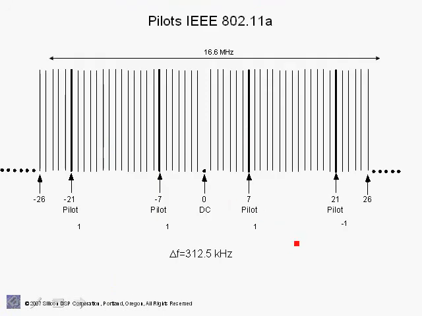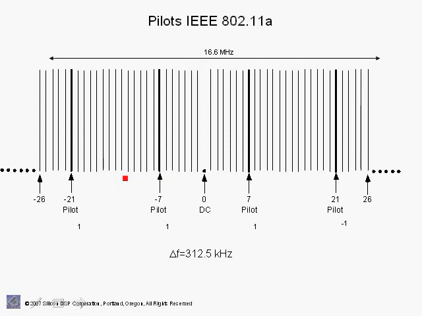So let's take a look at the pilot arrangement in 802.11a. As we've indicated, in 802.11a you have 64 carriers. Of these carriers, some of them are the guard interval or null carriers, in this case on the left side and on the right side, and you have a null at DC.